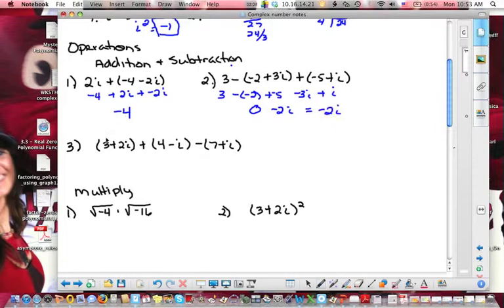Right here, combining our reals, 3 plus 4 minus 7. So 3 plus 4 is 7, and 7 minus 7 goes to 0 for the real part. And then positive 2i minus i would be an i. Minus i also cancels out. So your final answer is just 0.